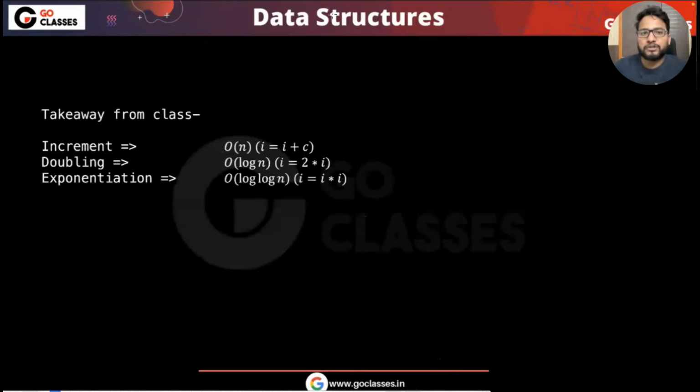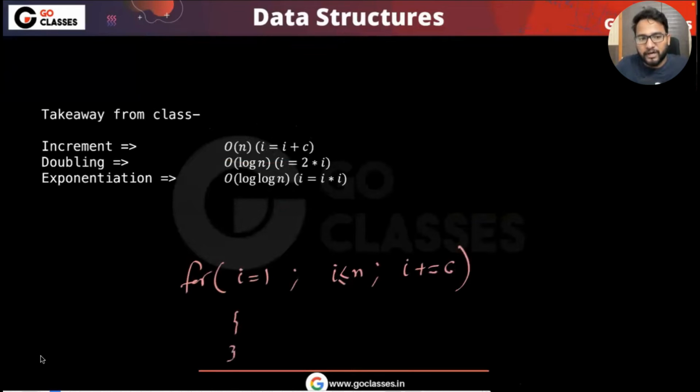If you watched the videos, then you might know that this is the basic crux, or the complete summary, of loop time complexities: if you're increasing by anything, then it will be order of n, right? Can anyone tell me the exact time complexity if you're increasing by c? Let's suppose I start from 1 and say i less than or equal to n and i plus equals c. What is the exact number of iterations it will run? Yes, it will run n by c.